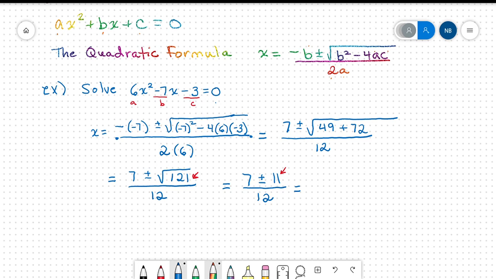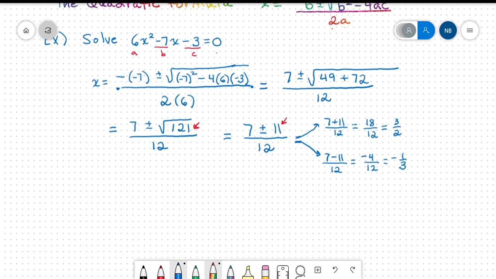Now there are two answers here, so let me kind of split these up. 7 plus 11 divided by 12, and 7 minus 11 divided by 12. 7 plus 11 is 18, divided by 12. 18 twelfths reduces to 3 halves. 7 minus 11 is negative 4 over 12. Negative 4 twelfths reduces to negative 1/3.